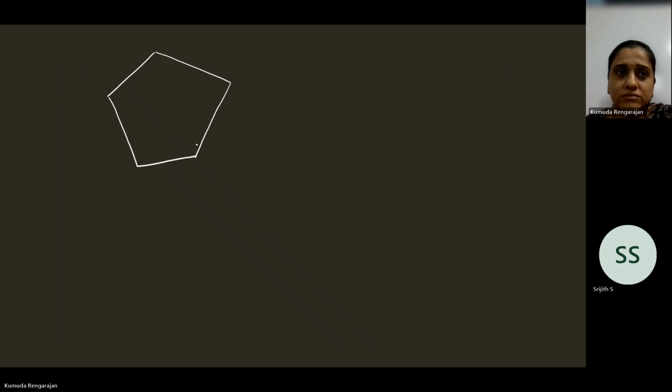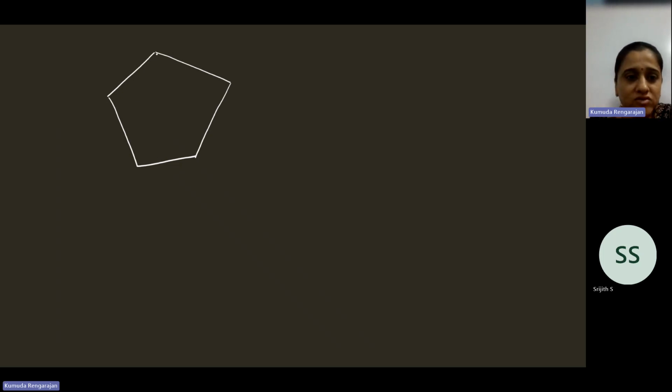How many sides? 5 sides. Now we are going to divide this pentagon into triangles by connecting some of its diagonals. We're not going to show all the diagonals. We're just going to use some of the diagonals of the pentagon and divide this pentagon into triangles. That's all.